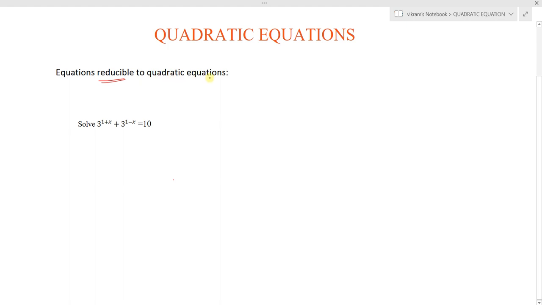which can be reduced to a quadratic equation by a suitable substitution method. Consider one example: solve 3 power 1 plus x plus 3 power 1 minus x equals 10, which is an equation. Solving means we are asked to find the values of x for this given equation.